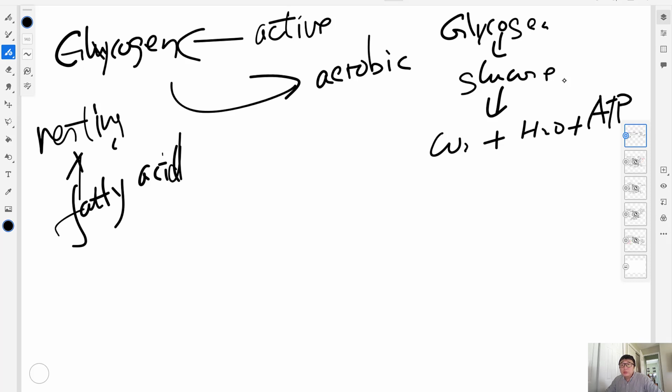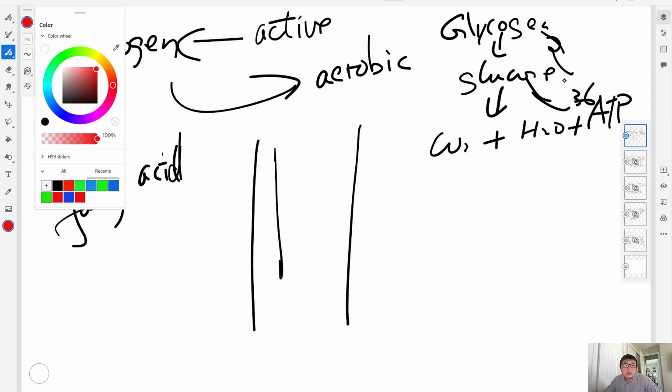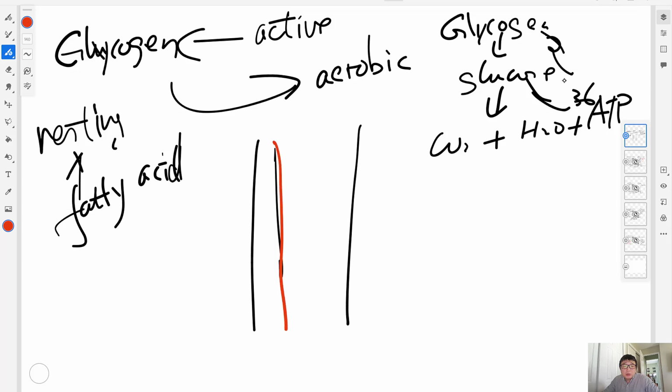One glucose has 36 ATP generated. In the mitochondria, the muscle has a lot of mitochondria, and so this is muscle, and you say you have muscle fibers here, muscle fiber.